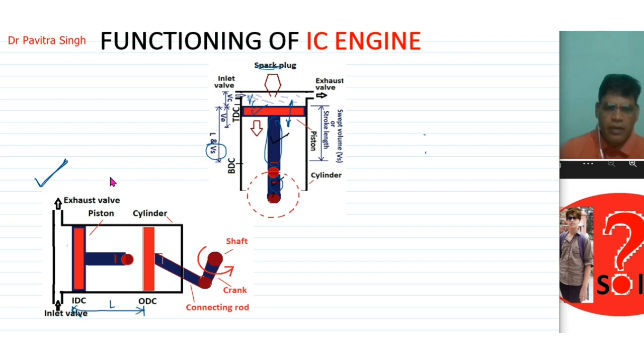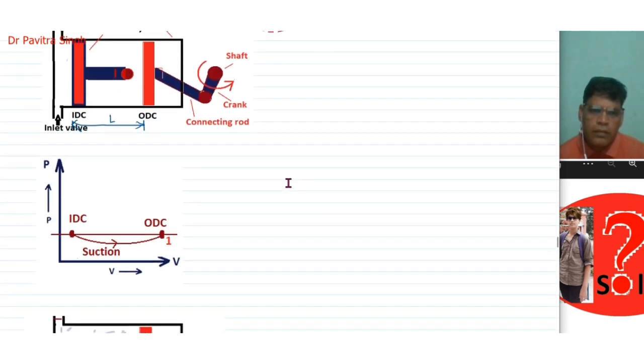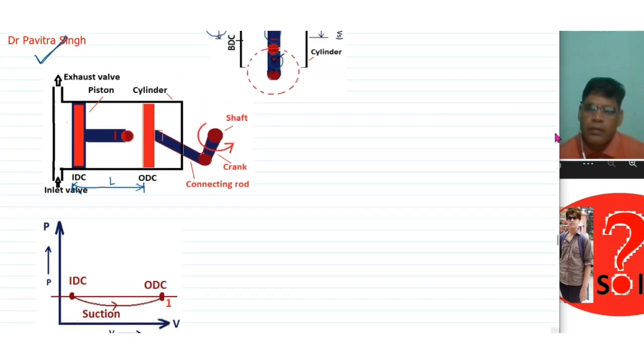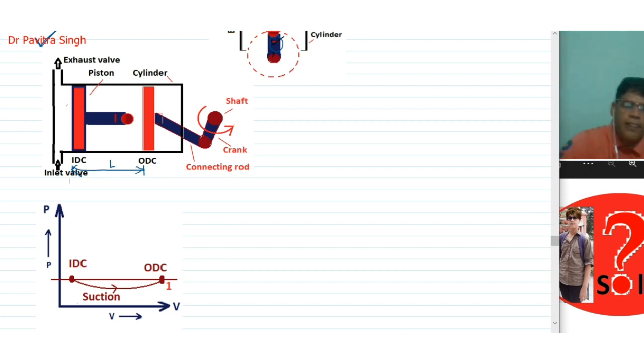This engine may be a petrol engine or a diesel engine. We will discuss the diesel engine first. Suppose the piston is at IDC position, this is the clearance volume VC, this is the swept volume VS, and this length is L, the stroke length.